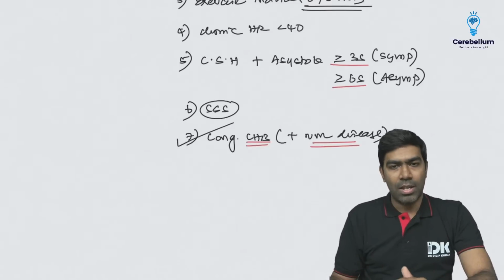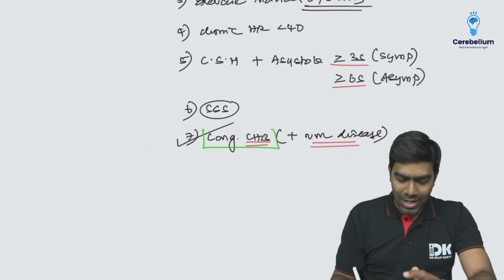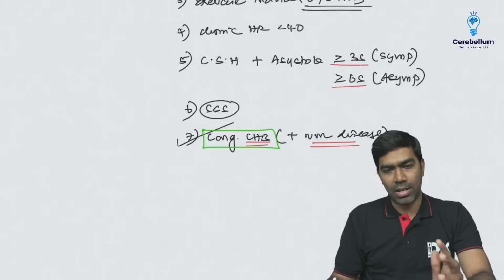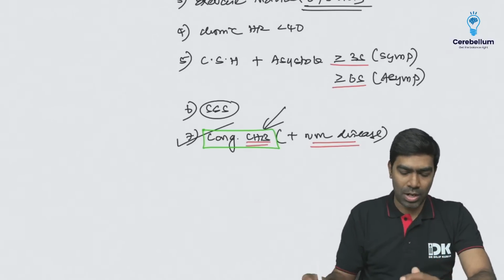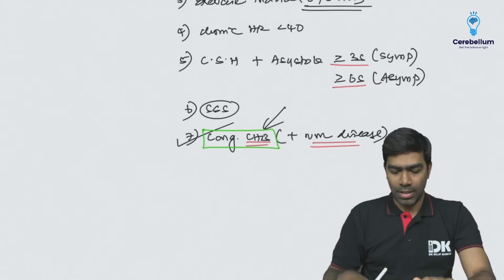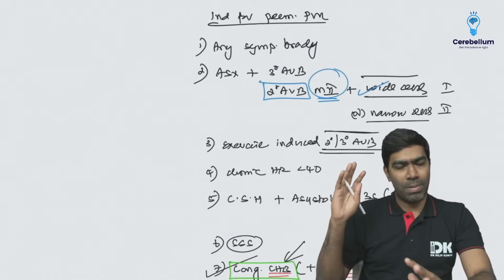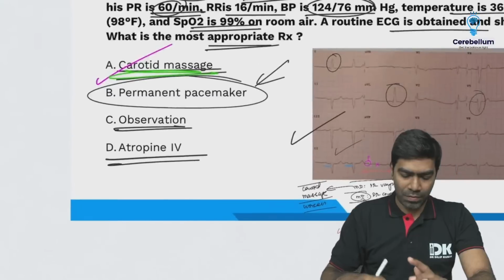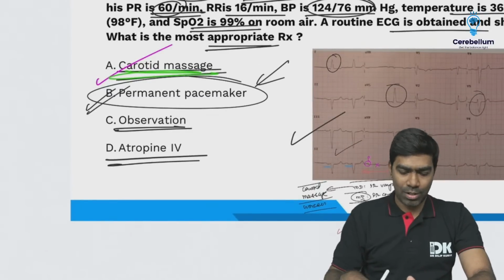If somebody asks you what is the most common cause of congenital complete heart block, what should you answer? You should answer neonatal lupus. I'll repeat, if somebody asks you the most common cause of complete heart block, the answer will be neonatal lupus because of anti-Ro antibodies. So some important indications I've told you. There are plenty of indications. These are the important indications of permanent pacemaker. Our patient perfectly fits into the indication of permanent pacing.